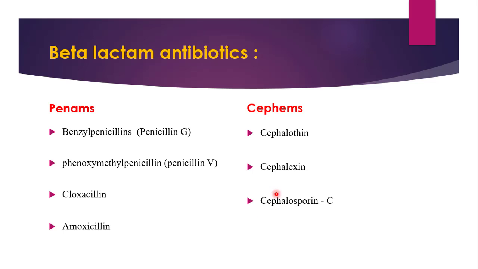So these are the two major groups. Other beta-lactam antibiotic classes are penams and cephems. Penams, as the name suggests, are penicillins: benzyl penicillin, phenoxymethyl penicillin, that is penicillin G, penicillin V, cloxacillin, amoxicillin. In the case of cephems, it is cephalothin, cephalexin, whatever trick we have covered, and cephalosporin C. So penams and cephems are penicillins and cephalosporins.